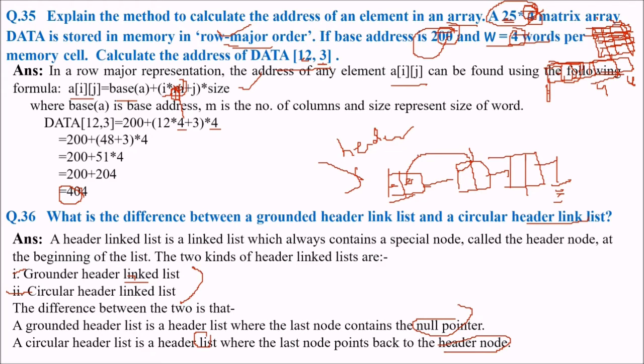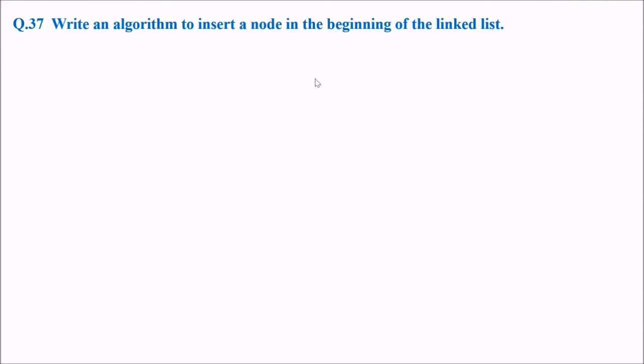So this is the header, and why did I show it grounded? Grounded means in electricity we show ground by this symbol. So if the last node contains the null pointer, this is a grounded header list. While if, rather than having null here, it contains the address of the header, that is the first node, this will be known as a circular header list.